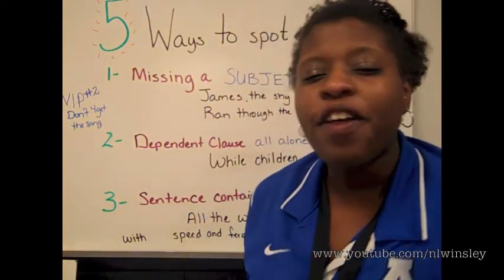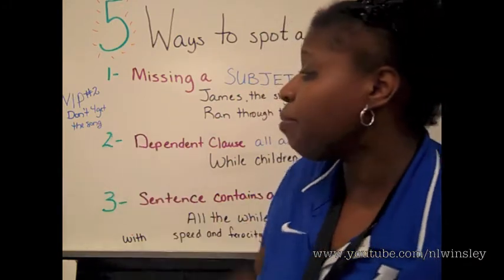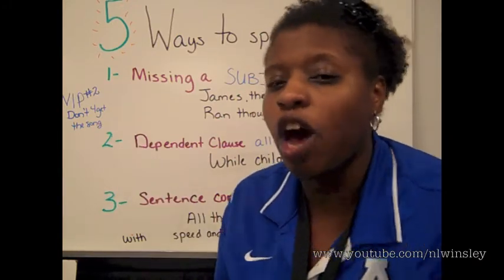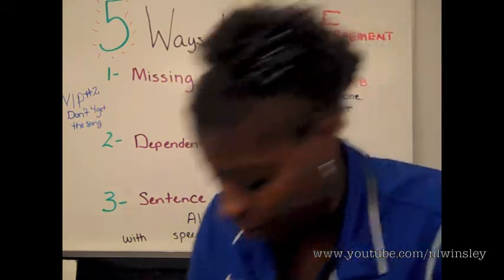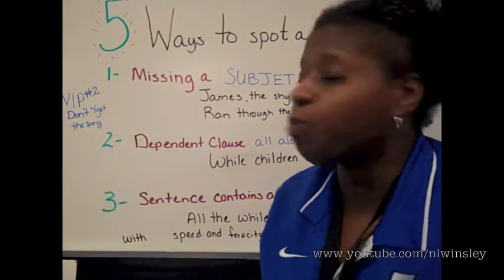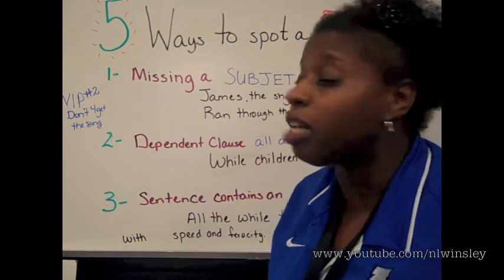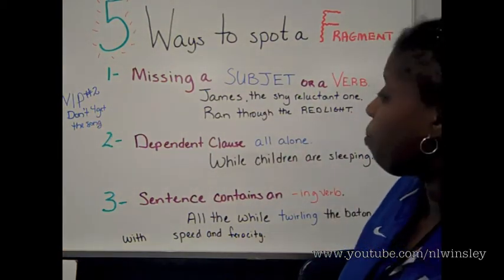So, there are 5 ways that you can spot a fragment. VIP number 2, I've created a little song for you. And if you click in the link below, you'll be able to hear the song. So let's look at the first way. The first way to spot a fragment very easily is that it's going to be missing a subject or a verb. Let's look at a couple.